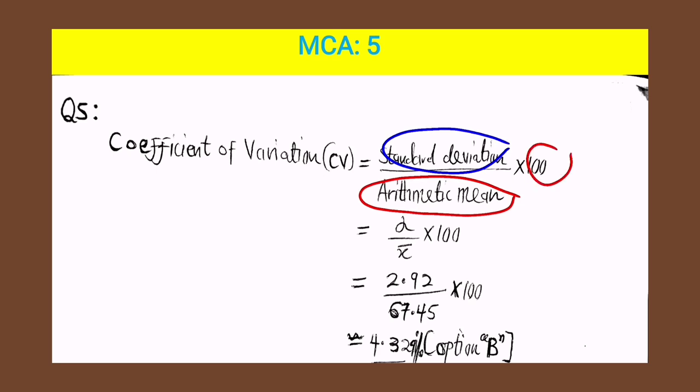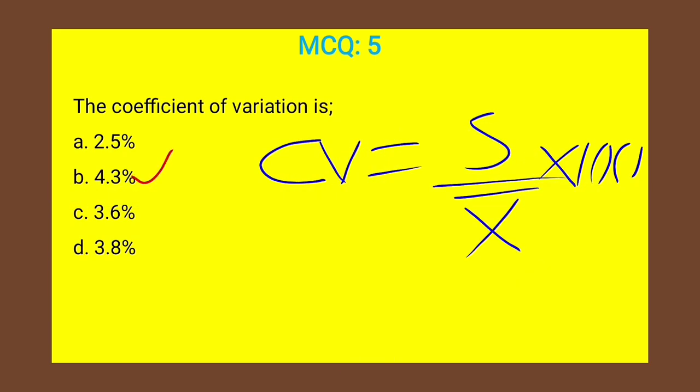Remember, the standard deviation we had was 2.92, and we have the arithmetic mean as 67.45. Then we multiply by 100, and we are going to get 4.329%, and that was option B here. So you just convert to one decimal place and get 4.3%. So let's take note of that.